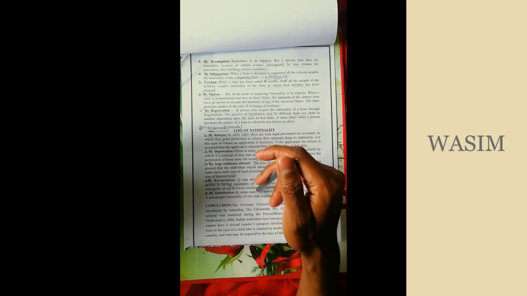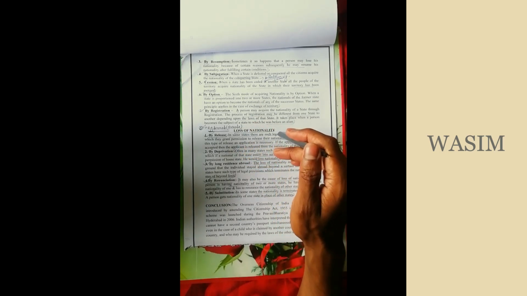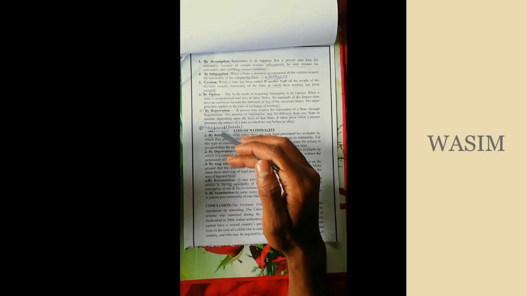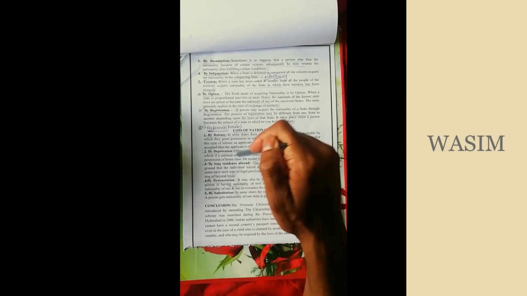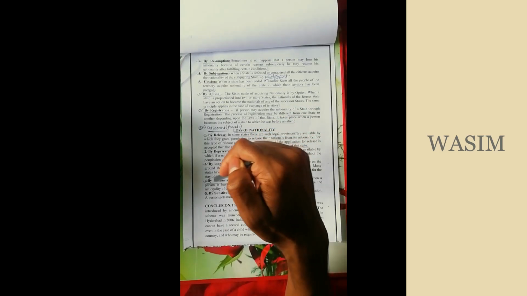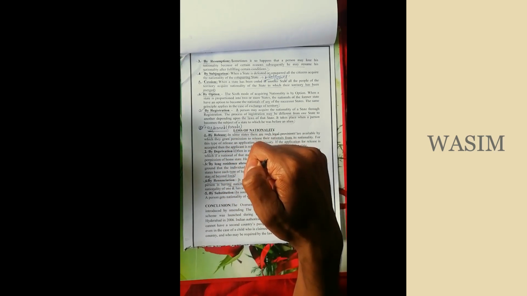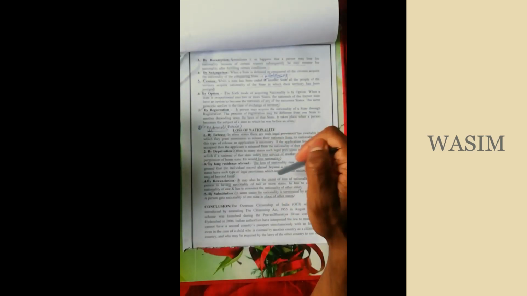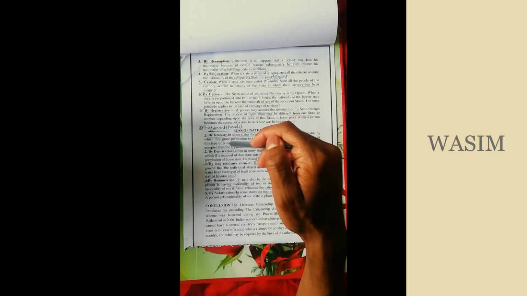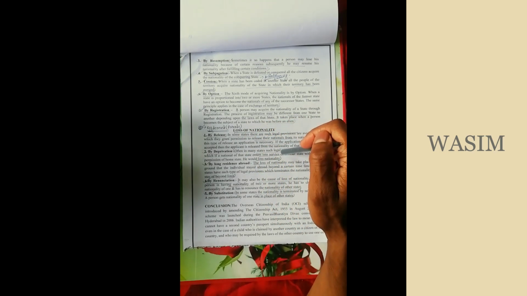There are many ways in which nationality is lost, which I will discuss. The first is by release, by deprivation, by long residence abroad, by renunciation, and by subjugation. This is a very easy process. You can see it and write it down, and you can clearly understand what I have written at that point.